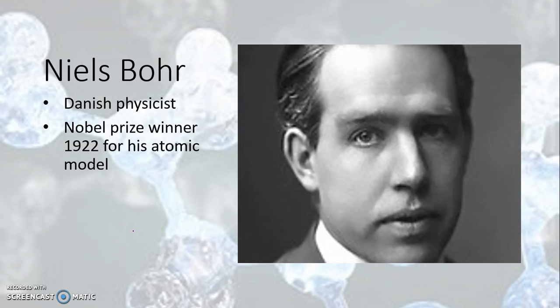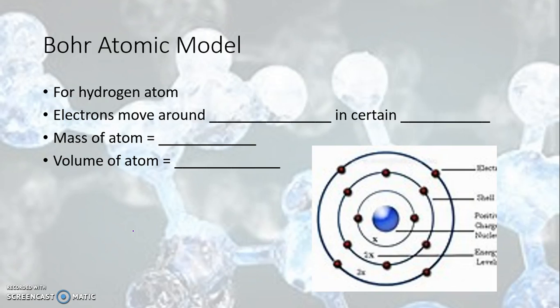Awesome. Okay. Niels Bohr. Niels Bohr came up behind these guys after they have all discovered these different subatomic particles. And in 1922, he was awarded the Nobel Prize for his atomic model. And it's the Bohr atomic model. He did it based on hydrogen. And what he said in this atomic model is that the electrons are moving around the nucleus in certain energy levels.